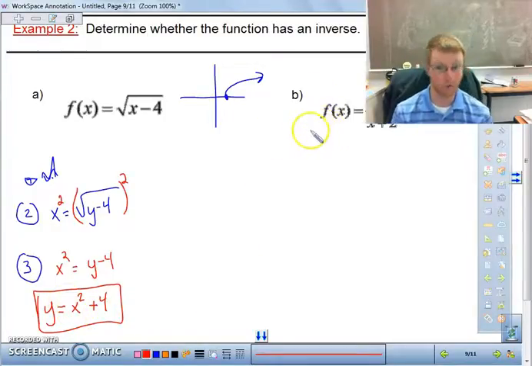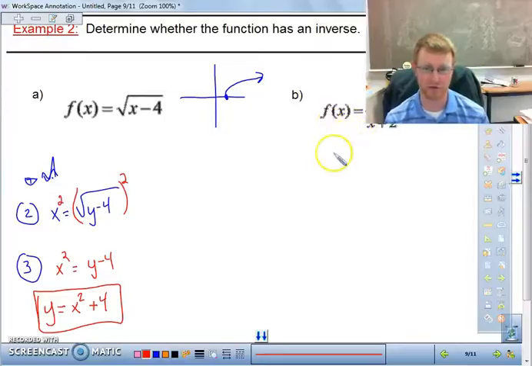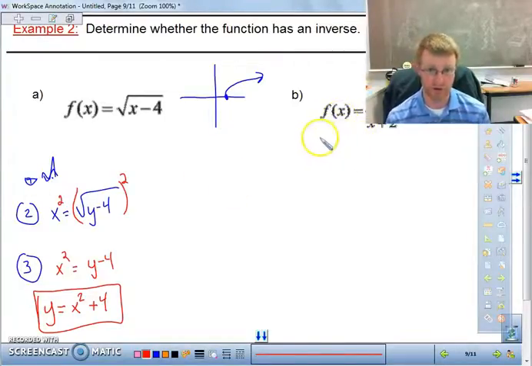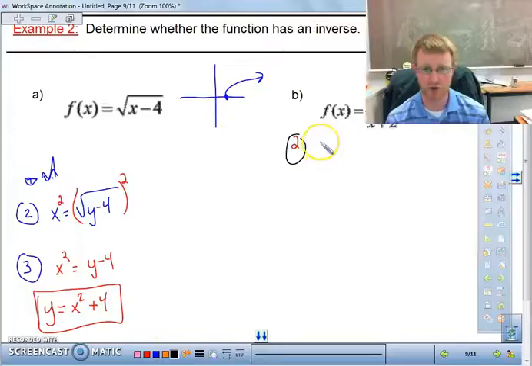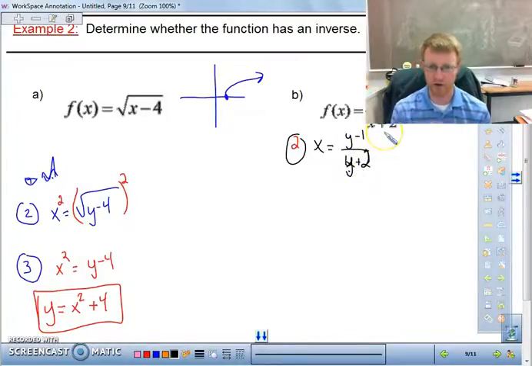The one on the right, this one is quite a bit more complicated, especially algebraically. We're going to skip over part 1. We're going to just say that it does have an inverse. If you were to graph it, you would see that. So we're just going to start algebraically in what we need to do. So we're going to switch our x's and our y's. So we're going to get x equals y minus 1 over y plus 2. Switch all of our x's and our y's.